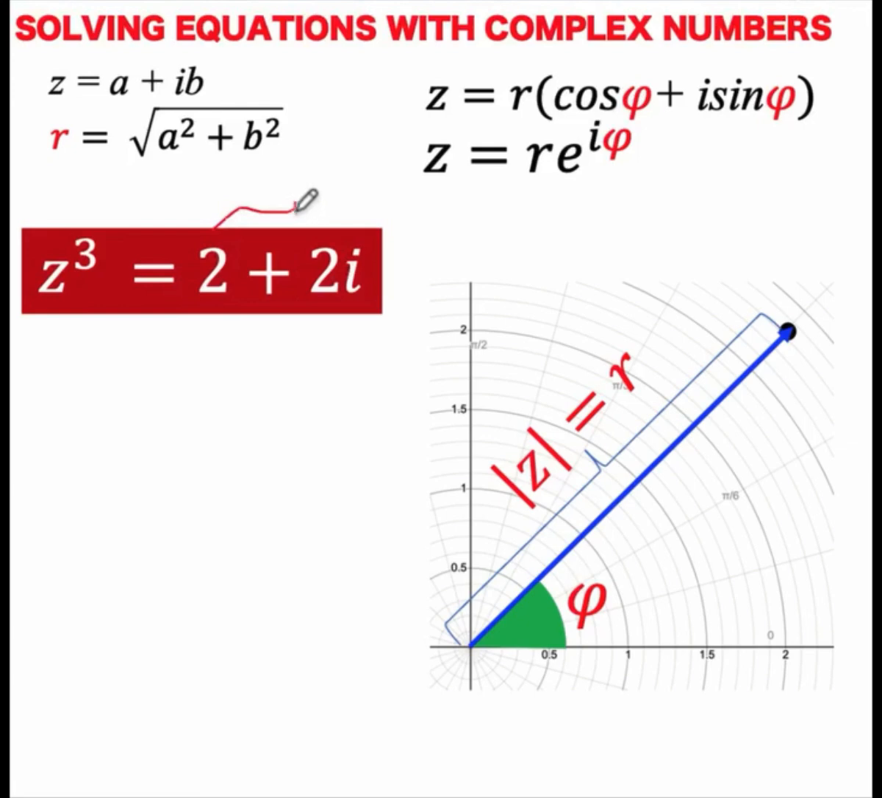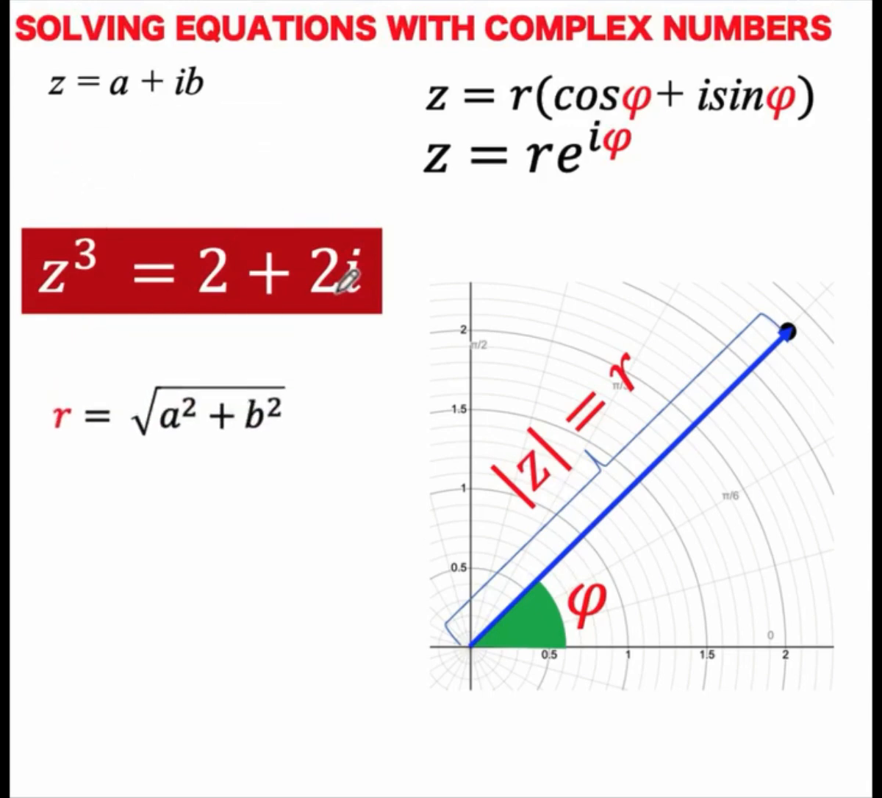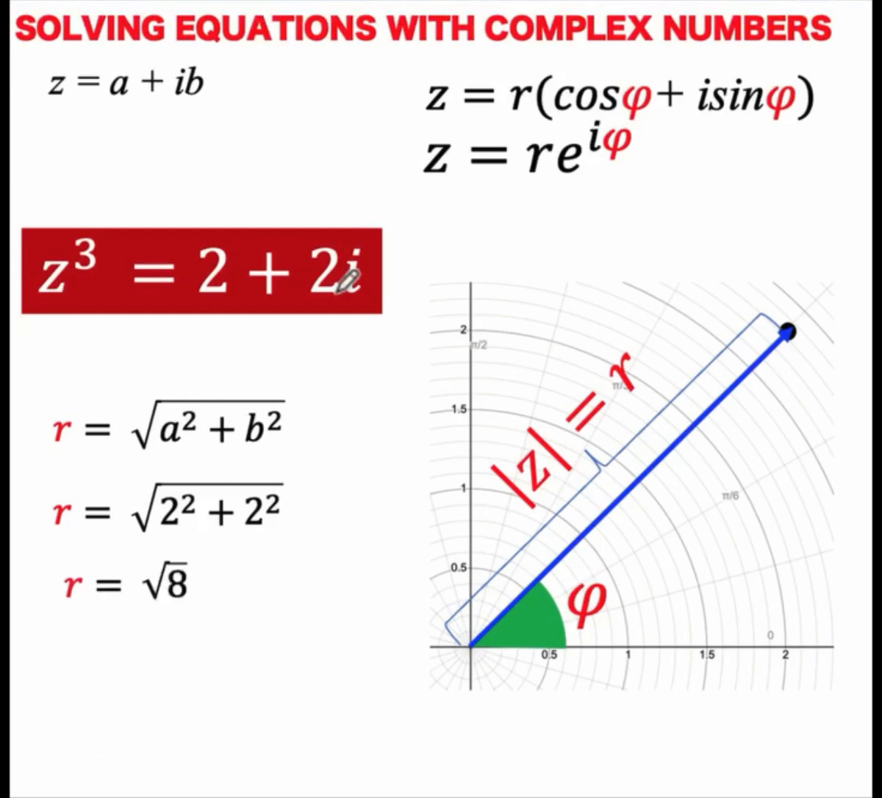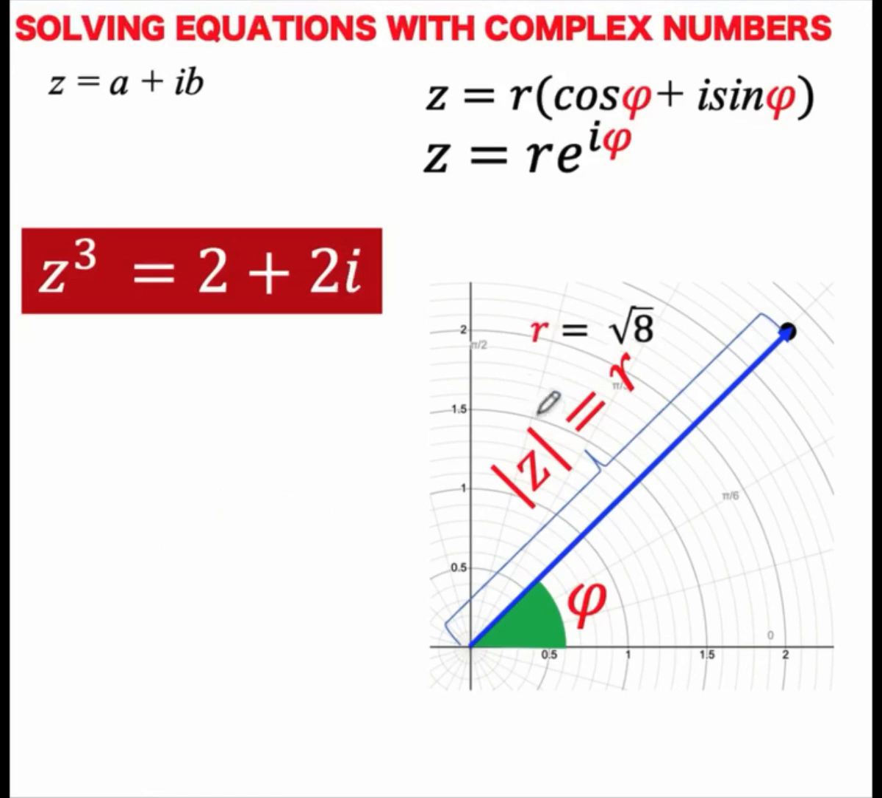Now from here, we can compute the radius. Because our a is 2 and our b is 2, the radius is equal to the square root of 2 squared plus 2 squared, which is equal to the square root of 8. That is now our value of r. Then we also need to know the value of this angle phi. But let us recall that we have here an isosceles right triangle. The length of this base is 2 units and the length of the height is also 2 units. And so, for an isosceles right triangle, this angle phi must be 45 degrees or pi over 4.